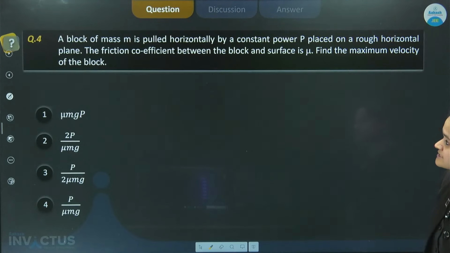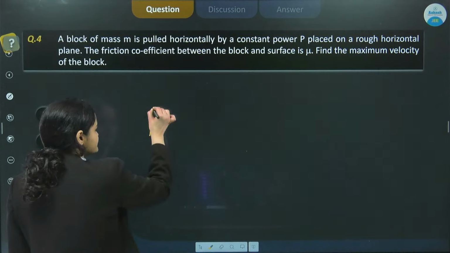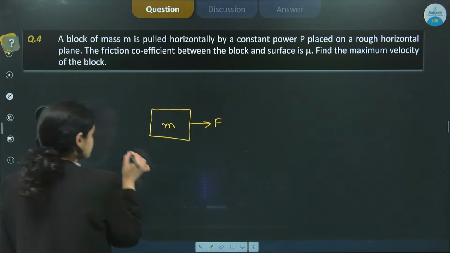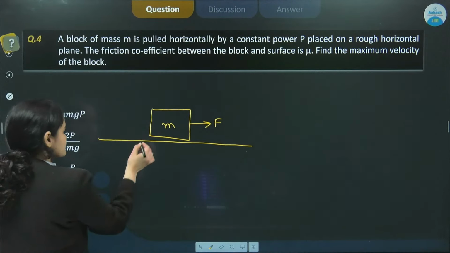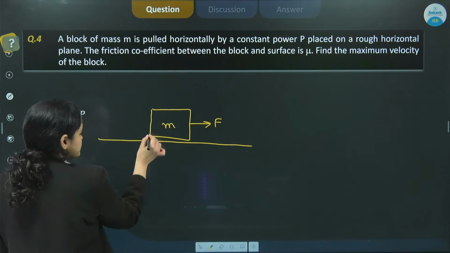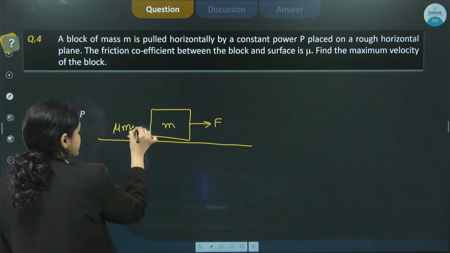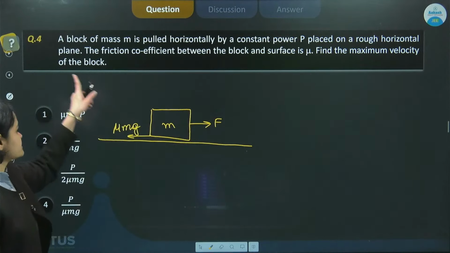Now, next is a block of mass M being pulled horizontally by a constant power. That means there will be some external force F acting on the system. This is the horizontal surface, and there is friction between them, so the frictional force acting on it will be mu times M into g. We have to find the maximum velocity of the block.